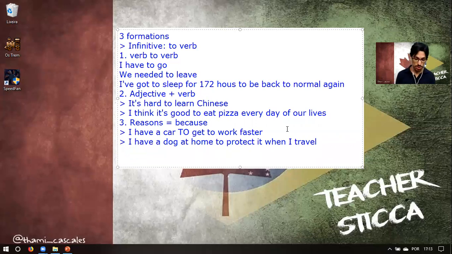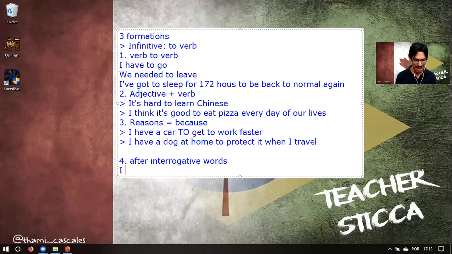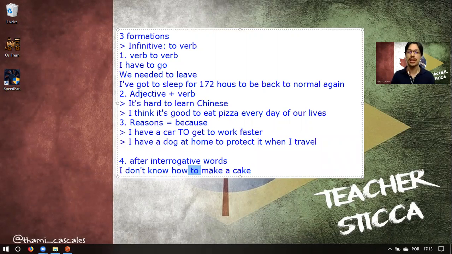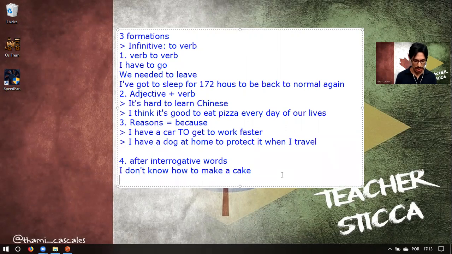Now the fourth situation is after interrogative words. This is a very specific case. For example, I don't know how to make a cake, and this is also true. I'm terrible in the kitchen. I don't know how to make a cake, but why did we use to make here? Because how is an interrogative word. Do you know what to do? Once again, to, because it's infinitive after the interrogative word what.